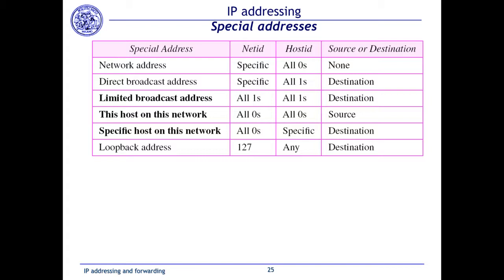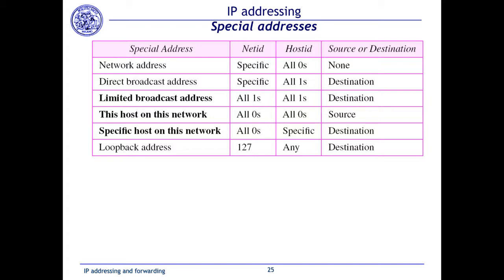If the gateway, the router connected to this network, receives a packet with that destination address, it will drop the packet. It will not forward it to other routers. So this can be used as a destination.